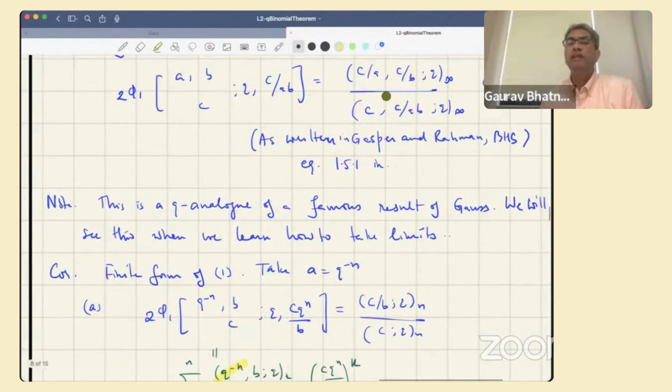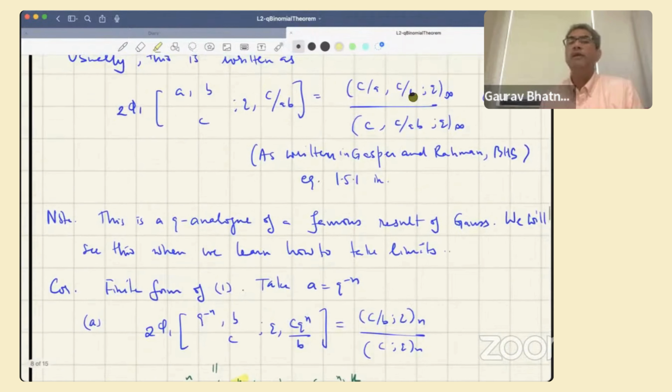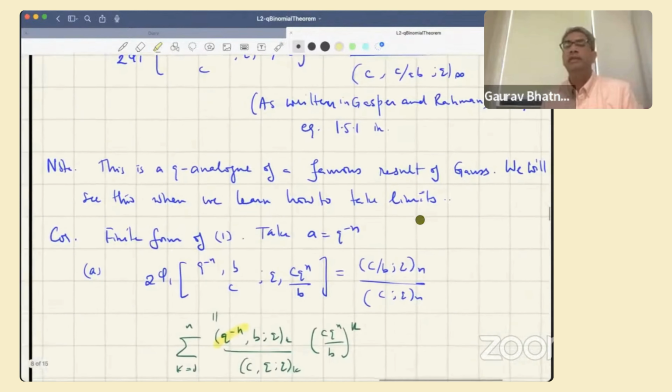So if b is q to the n, then this will be c infinity, and this will be c q to the n infinity, and then that will become c q sub n. And similarly for the second one.